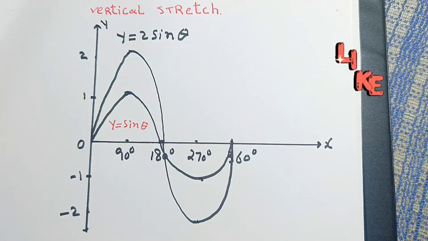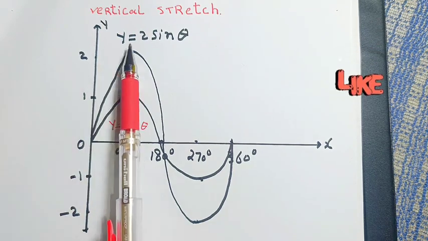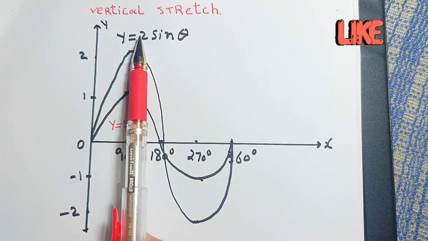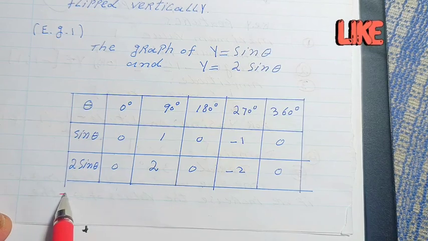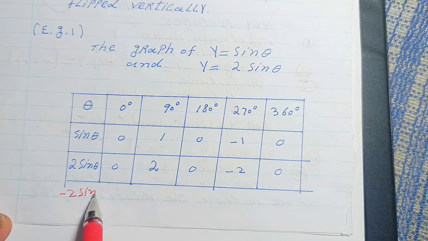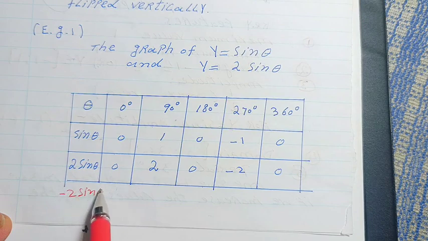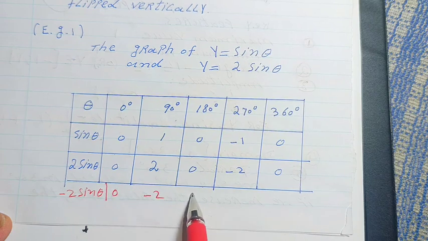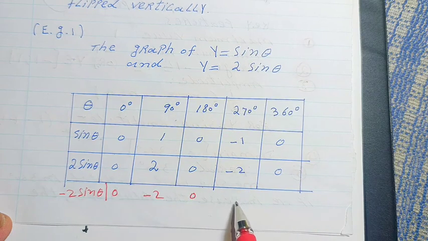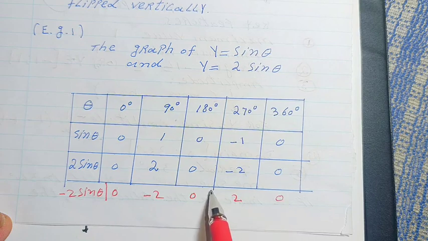Now I want to show you the second part, where it is going to be a negative. Say we have a negative 2 sine theta, so what will happen? Same graph, we just put the negative 2 here now. I can make another table, negative 2 sine theta. This is still going to be 0, this becomes negative 2, 0, negative becomes positive, and this is still going to be 0.